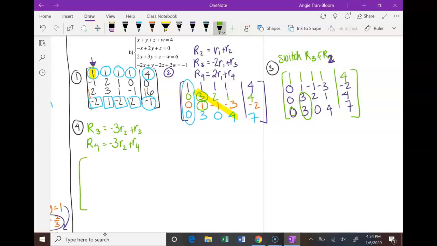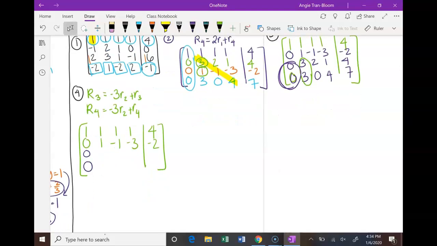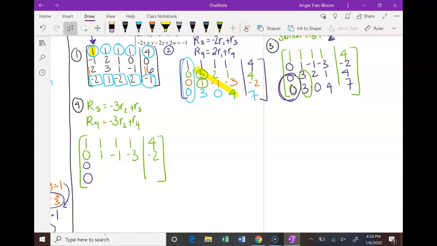All right, and let's do it. I'm not changing row 1 and row 2, so I'm just going to copy those guys over. Equals 4, 0, 1, -1, -3, and -2. Okay, so here we go. If these guys were zeros before, they will most likely be zeros unless you made an error. Once you do the computation, this is going to be 0 here and 0 here.